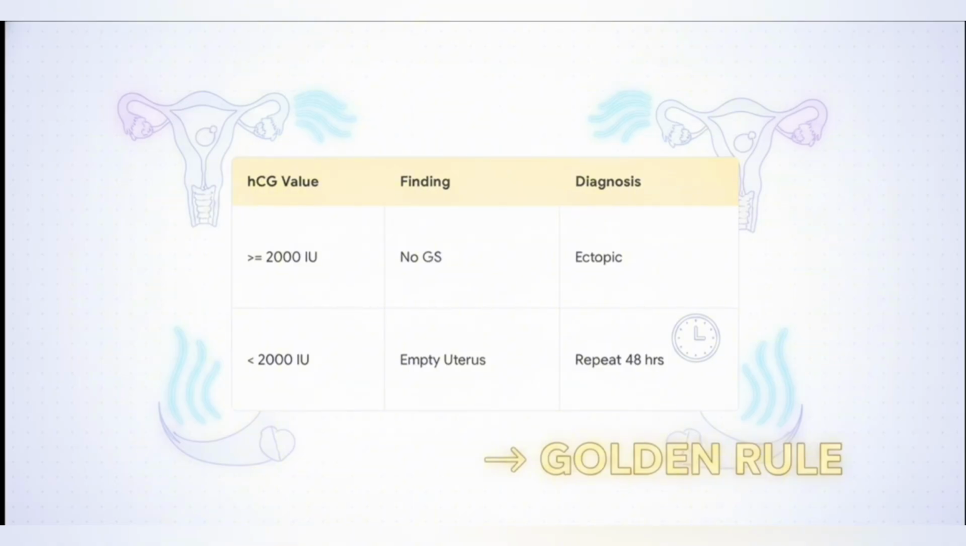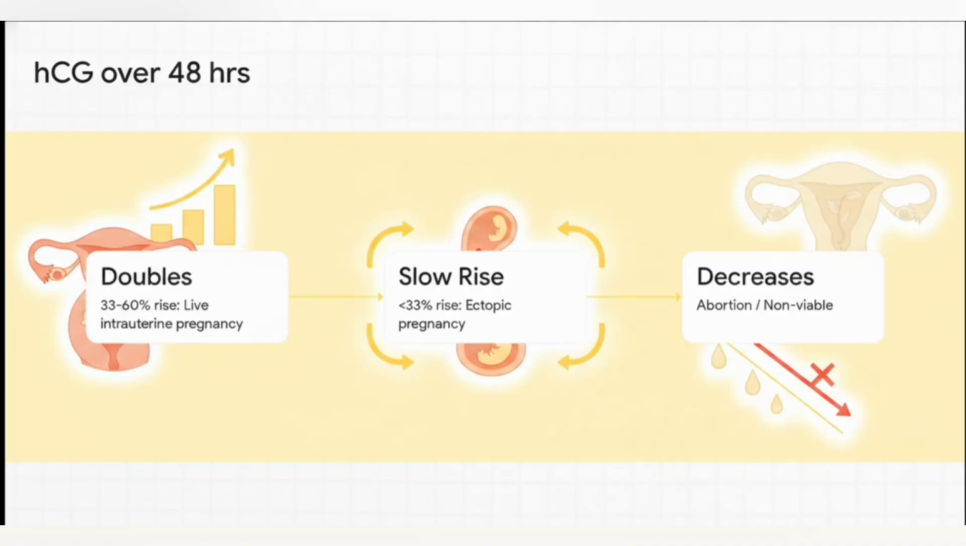But what if the HCG is less than 2000 and the uterus is empty? Ectopic confirm ho gaya kya? No. It could just be a super early intrauterine pregnancy. The golden rule right here is, wait. You repeat the beta-HCG after 48 hours. After those 48 hours pass, here's exactly what we're looking for.